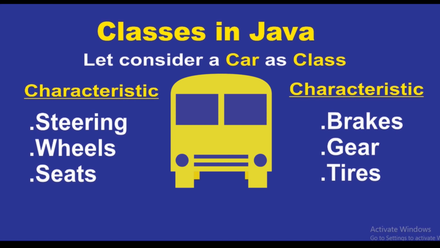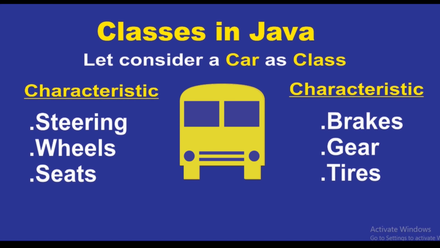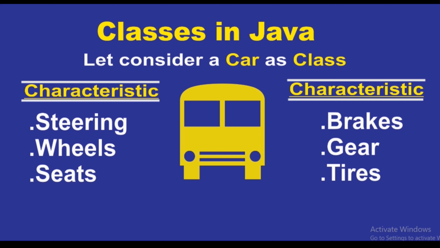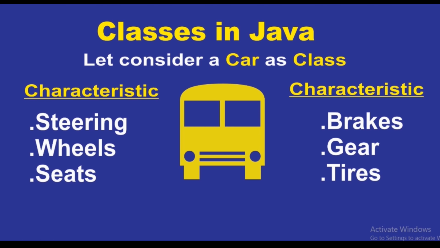Let's consider a car as a class. A car has characteristics like steering, wheels, seat, brakes, gear, and tires. These characteristics are like our methods. The methods in a class determine the behavior of the class when we call an object.